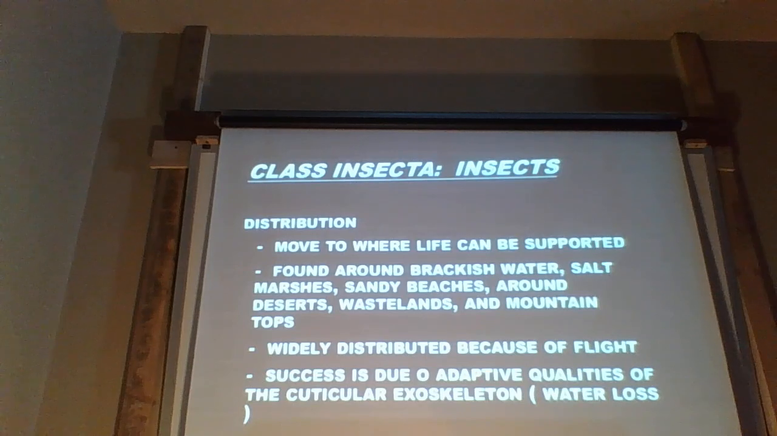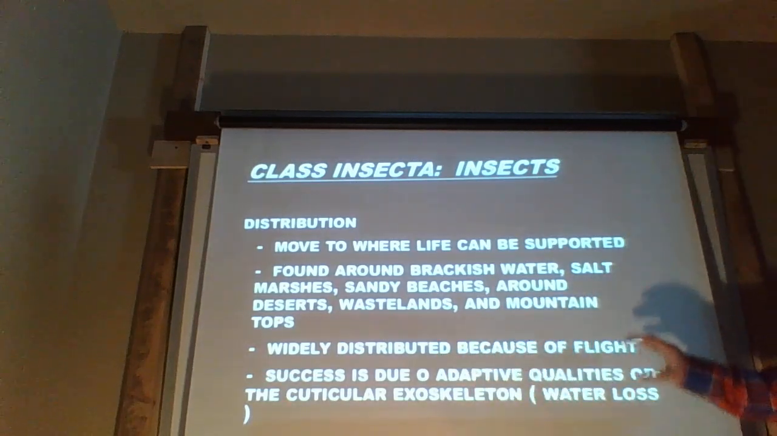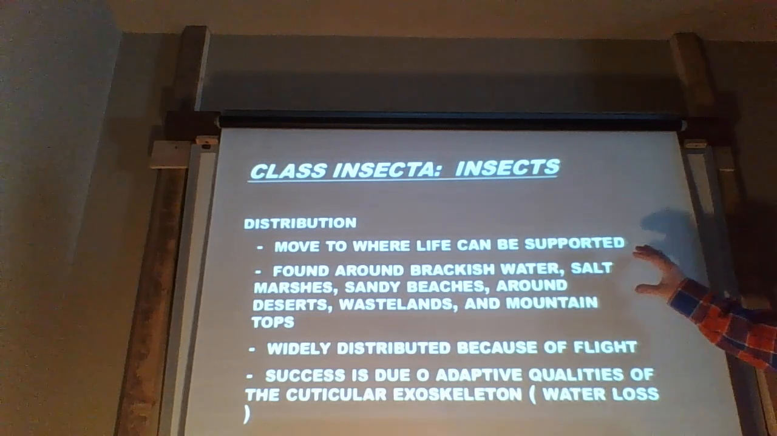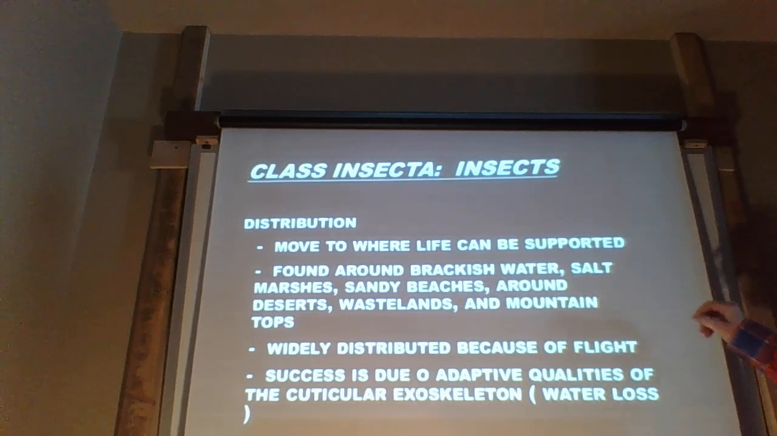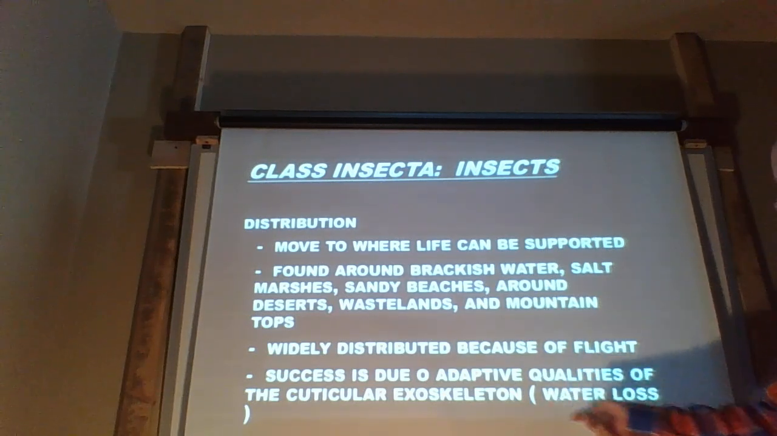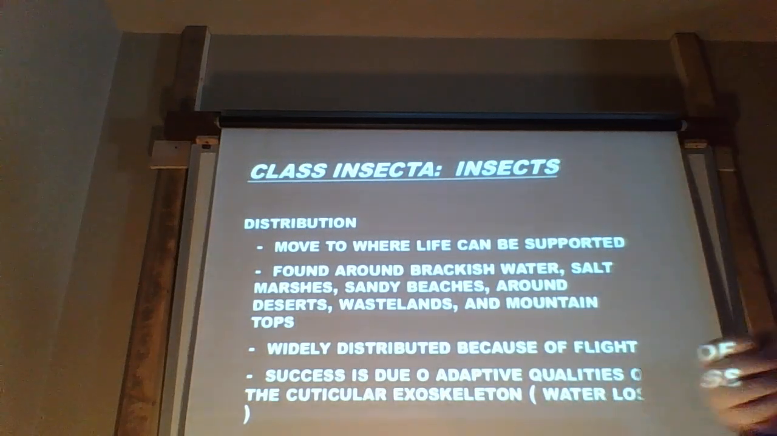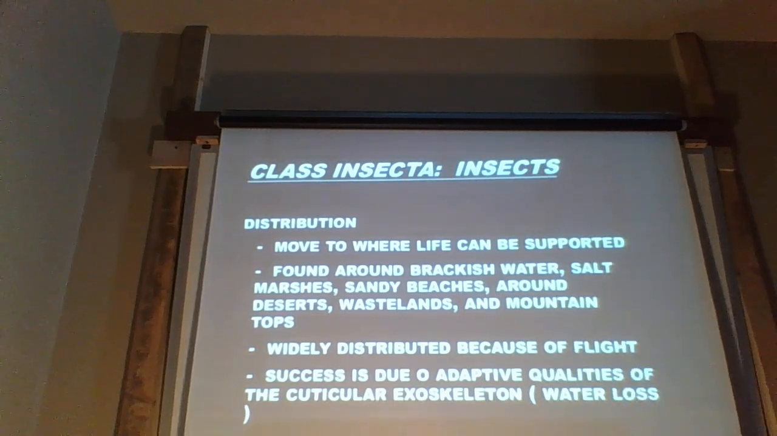But as we see, this is the reason they're so widely distributed, because they can fly from one place to another. One of the aspects that we didn't spend much time on with their 6 keys to success is the exoskeleton. Besides protection, it keeps water loss to a minimum. It also provides a place for the muscles to attach. That's the reason the exoskeleton is so important.